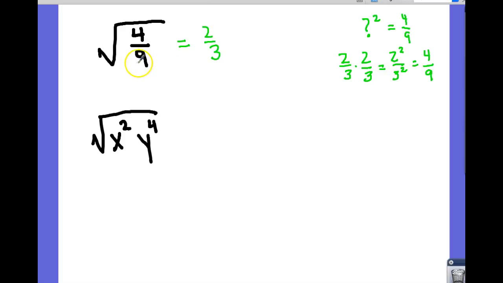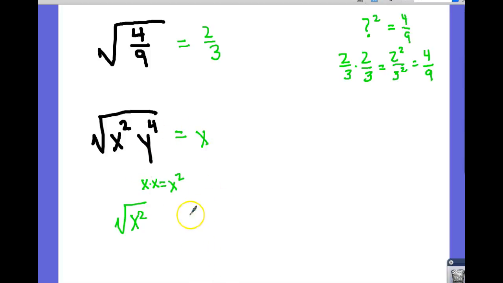That's 2/3. And it works the same way with variables. This is asking us, you can do these individually, just in the same way that it did 4 and 9 kind of individually here. You can do these individually. So the square root of x squared, the square root of anything squared, since they're inverses, is just itself, because x times x is x squared. So of course this is x.